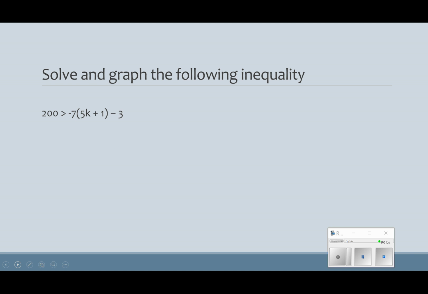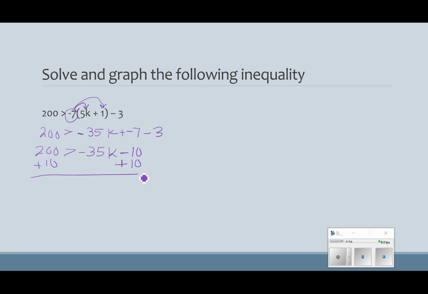Okay. Next, this one's a little more complicated. I kind of picked things that I knew you guys had trouble with from equations. So remember, we're distributing a negative. So we're distributing this negative 7. So I'm going to get 200 is greater than negative 35k minus, and positive is plus a negative 7 minus 3. Now I can combine negative 7 and negative 3, so I get 200 is greater than negative 35k minus 10. I'm going to move the 10 to the other side by adding 10. I'm going to get 210 is greater than negative 35k.